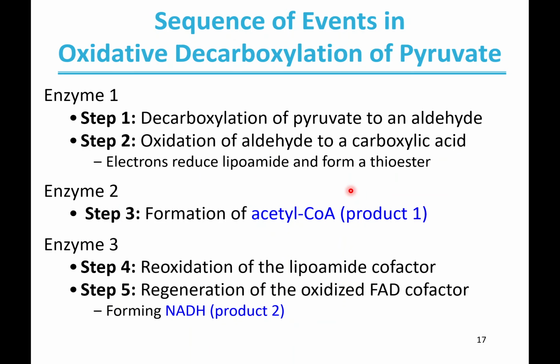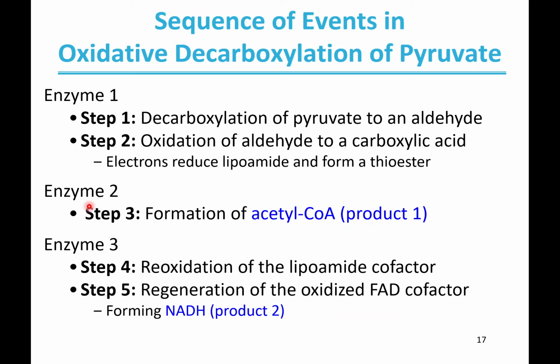Right, so let's look at the sequence of events in the oxidative decarboxylation of pyruvate. Okay. Enzyme 1 has the first couple steps. Step 1 is decarboxylation of pyruvate to an aldehyde, and step 2 is the oxidation of that aldehyde to a carboxylic acid. Okay, why do you do that? We'll see that on a different slide. Okay.